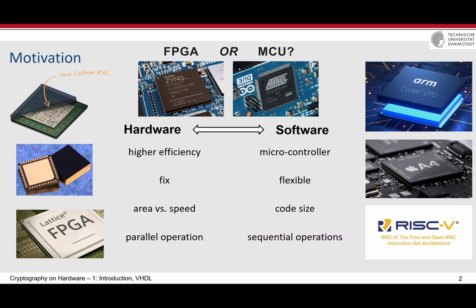And of course, we selected hardware because of the efficiency, and then, of course, speed is important for us. It means that we want to implement something with higher speed. As I said, we have parallel operation on the hardware side and sequential operations on the software side. Yeah?